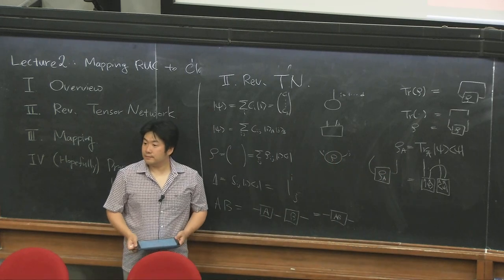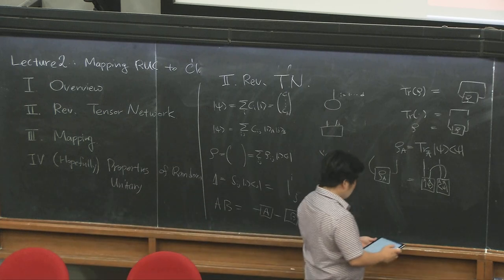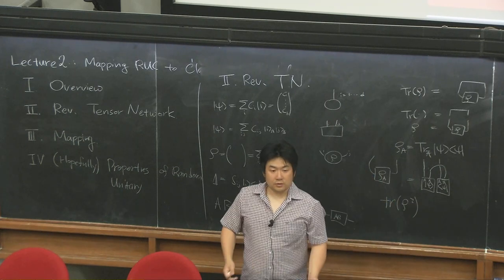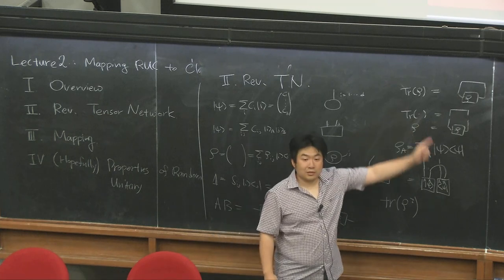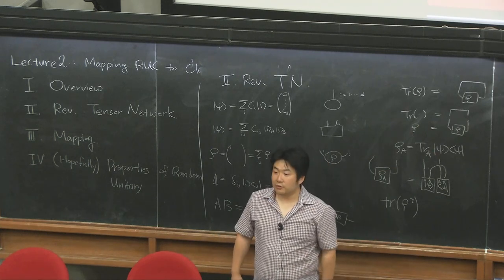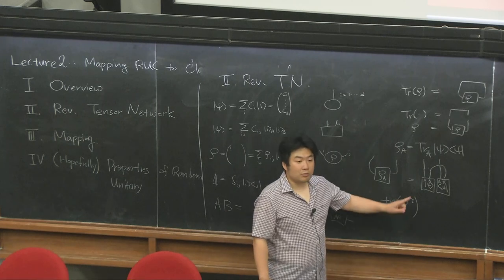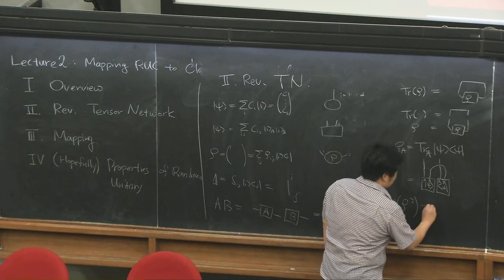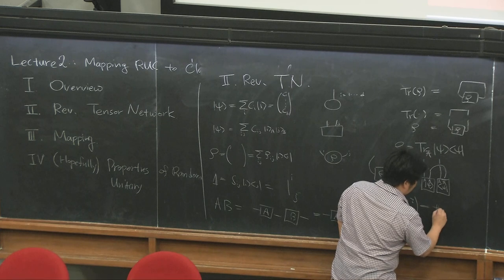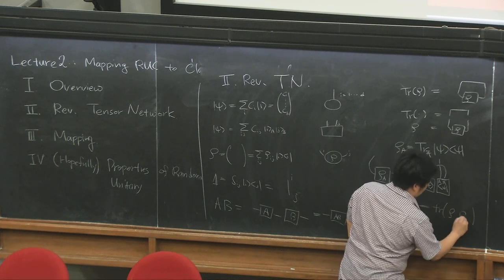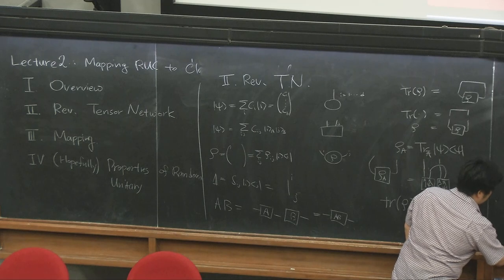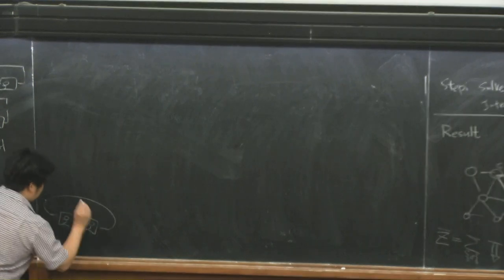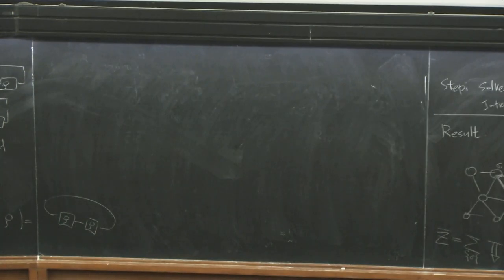Is everything clear so far? Okay, and the final example. Let's compute properties such as trace of rho squared. This is called the purity. Trace of rho is normalized to be 1. Trace of rho squared could be any value from 0 to 1. It is small when rho is mixed, and large when rho is near pure. The diagrammatic representation is easy. Basically, you can think of it as the trace of rho times rho. Therefore, this is rho and rho, multiply them, and then trace it out. So this is the diagrammatic representation of trace of rho squared.